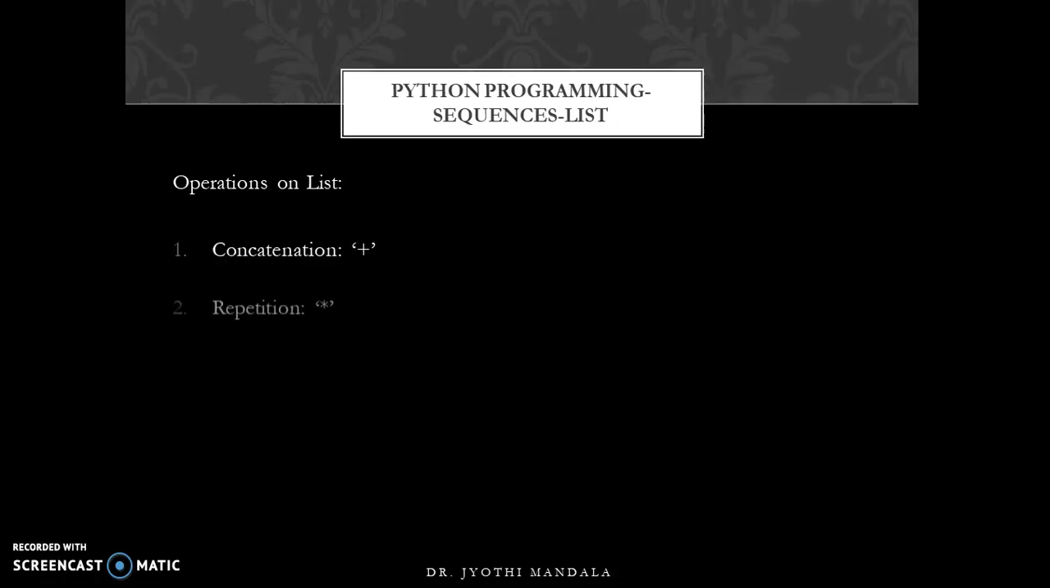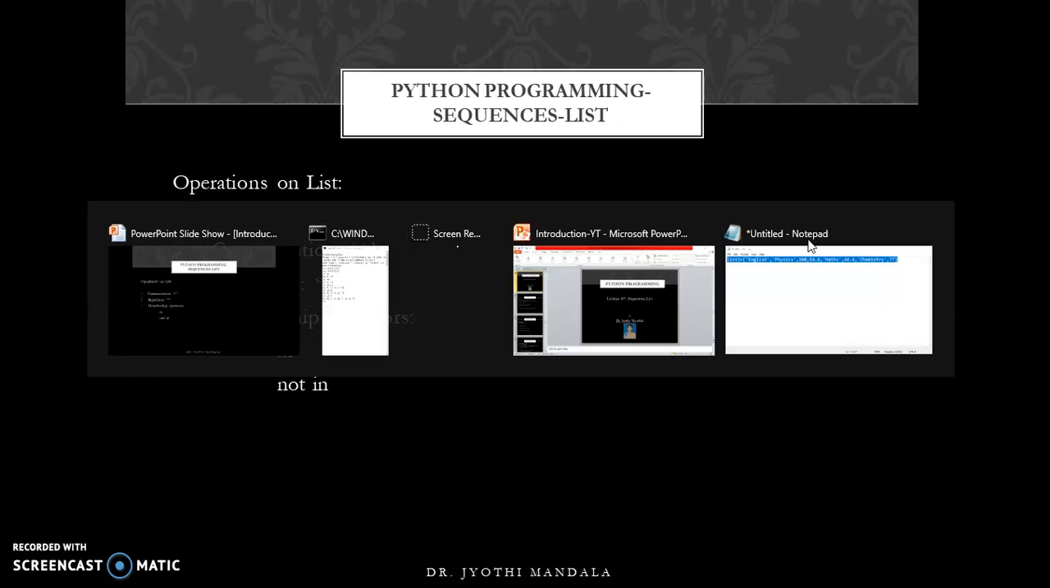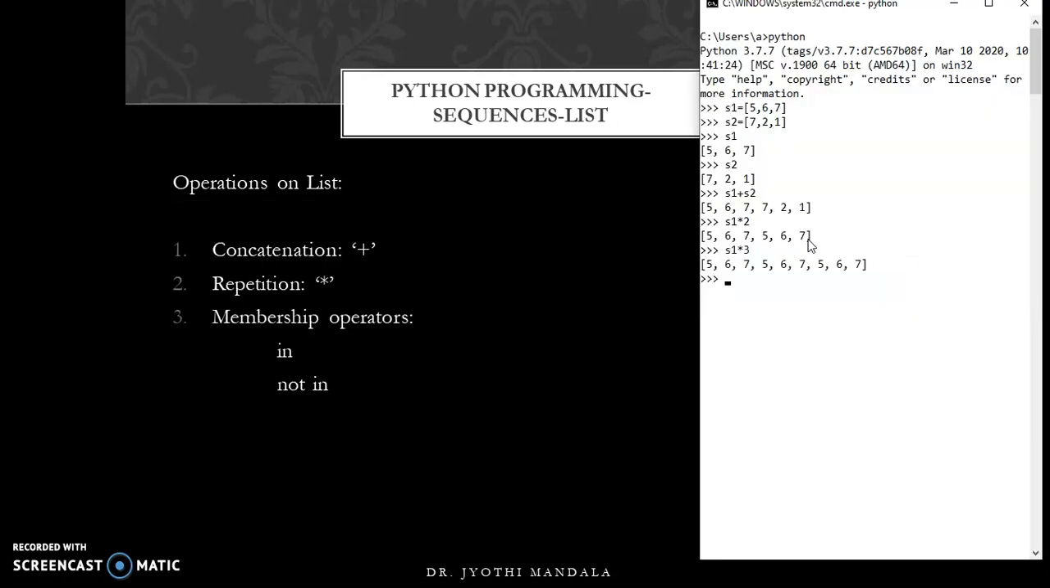All of you? Next one is membership operators, like in and not in. The use of in is to check whether an element is available in that list or not. As an example, I want to check whether 10 is in S1. It will return a value of true or false. Then it is false. Suppose I check 5 in S1, then it will return true because 5 is there in S1. Got it, all of you?